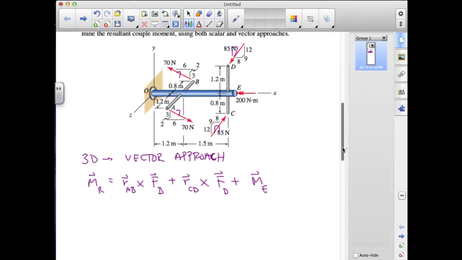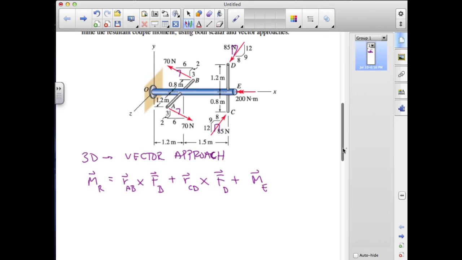So we'll say that RAB cross FB is equal to minus 2 meters in K crossed into 70 newtons, and the orientation at B is a unit vector that would be minus 6/7 I plus 3/7 J minus 2/7 K.